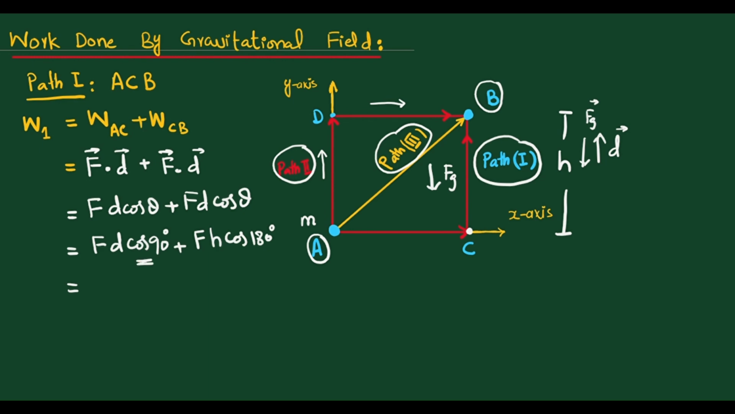As cos 90 becomes 0, this term will become 0, plus F, the force near the earth, the force will be equal to the weight of the object, which is mg, times h, and cos of 180 will become minus 1. And the work done, the first work done, W1, will become equal to minus mgh.